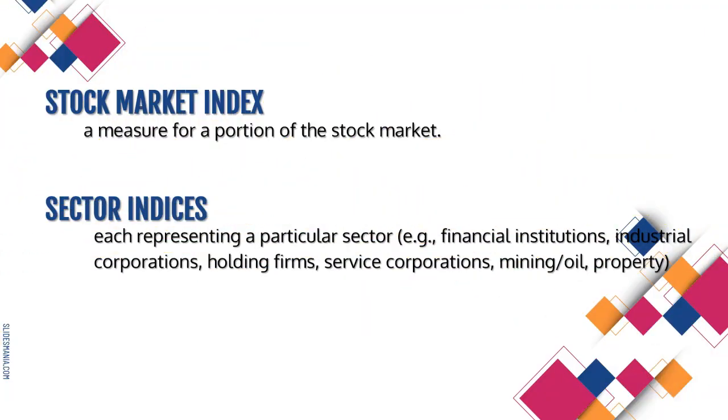Stock Market Index. It is a measure for a portion of the stock market. One example is the PSE Composite Index or the PSEi. It is composed of 30 companies carefully selected to represent the general movement of market prices. The up and down movement in percent change over time can indicate how the index is performing.